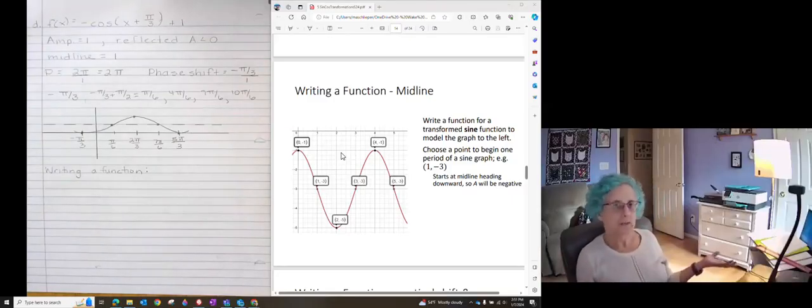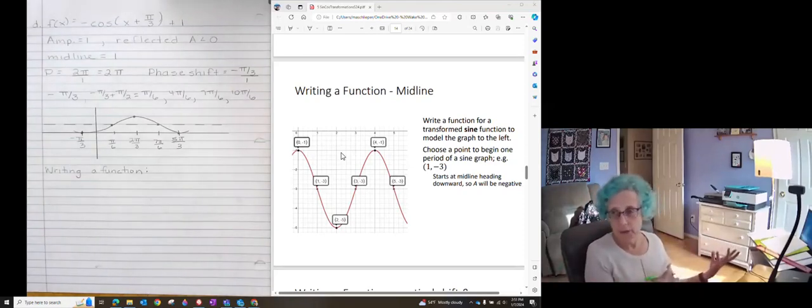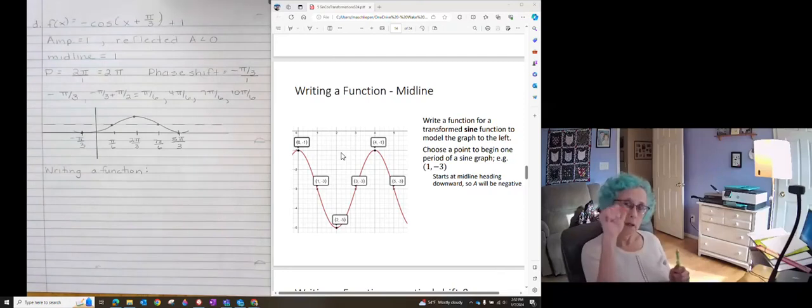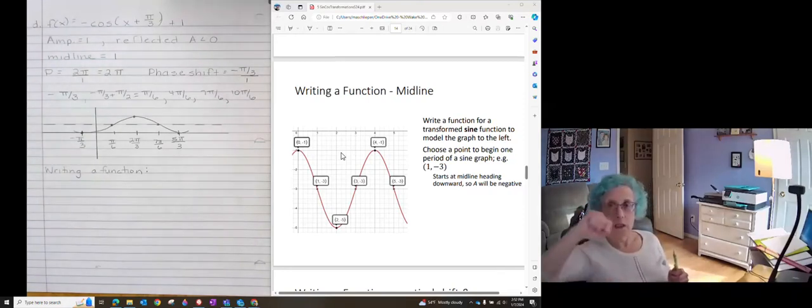Okay, in the last video we accomplished learning objective number 1. We sketched some graphs. Now we're going to take a graph and write the function. So we're given a graph here and we have nicely labeled points on it. And we're told that we want to write a transformed sine function. So that means we know that sine starts at the midline and ends at the midline.